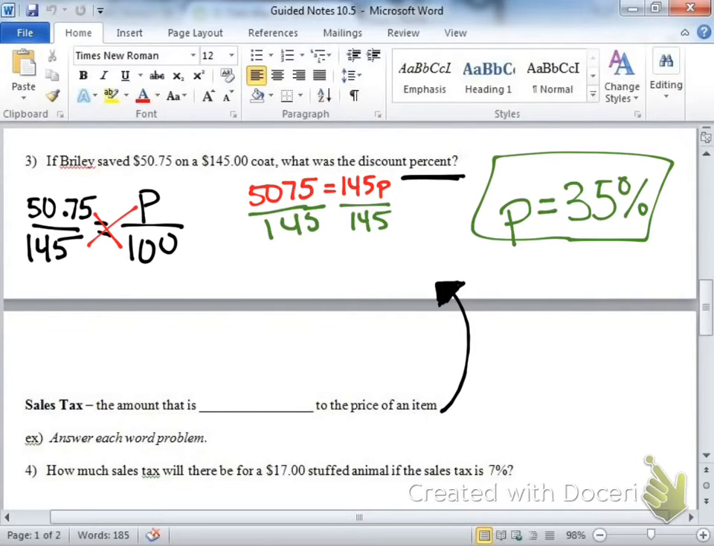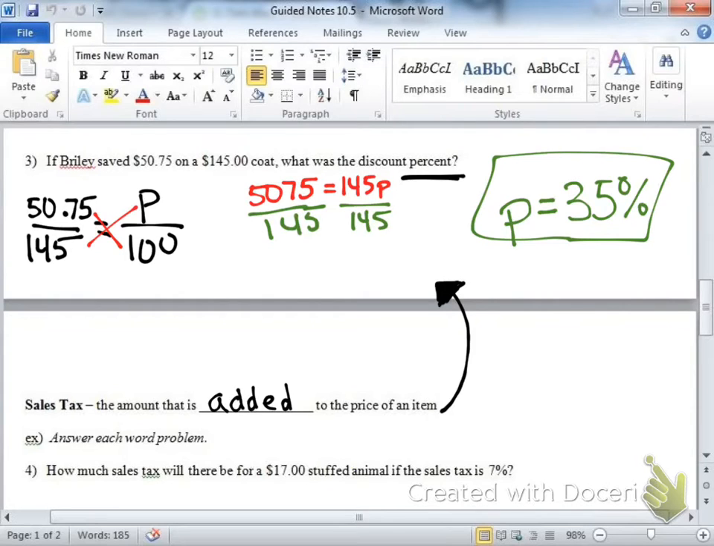Sales tax is the amount that is added to the price of an item. So sales tax is usually a small percent, like 7% or 5%, or I think 5 is the lowest I've ever heard, but it's a percent of your purchase that you have to add on to the price, okay?